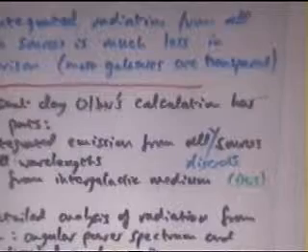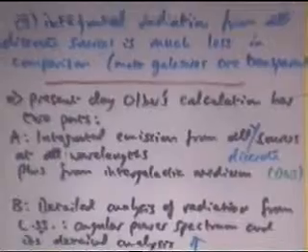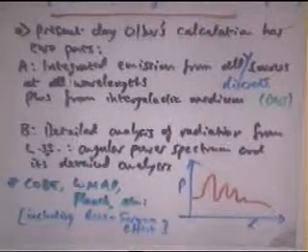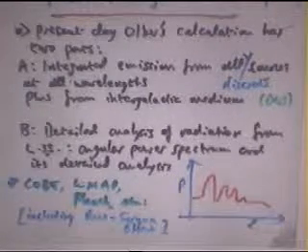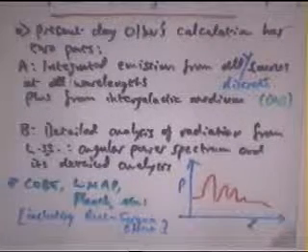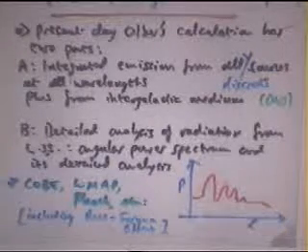So, the present-day Olbers calculation has 2 parts. The integrated emission from all discrete sources at all wavelengths, plus from the intergalactic medium, and in fact there's a whole branch of astrophysics which looks at the integration of distant sources and how that leads to background radiation in addition to the 3 degree K blackbody radiation. Nowadays, when people say background radiation, you say 3 degree K blackbody, but actually there is background radiation at all wavelengths from X-ray sources, radio sources, and so on, and there's a whole branch of astrophysics looking at this integrated emission from all distant sources.